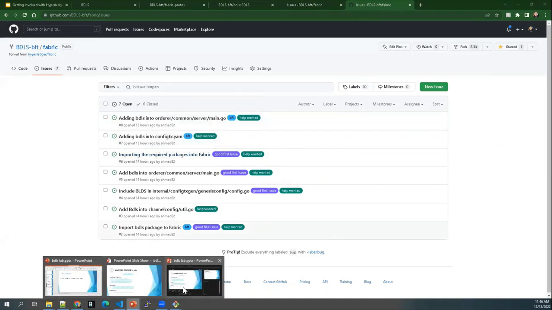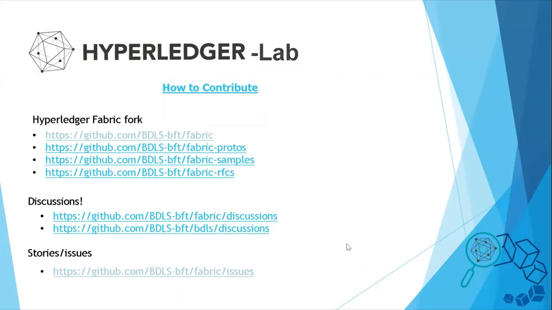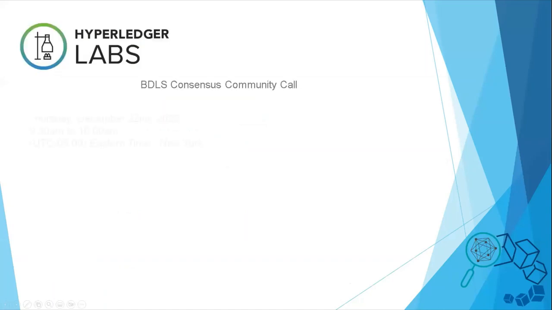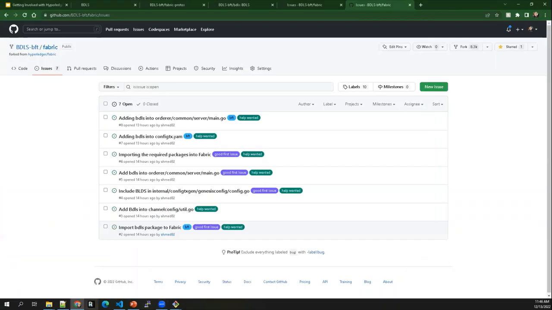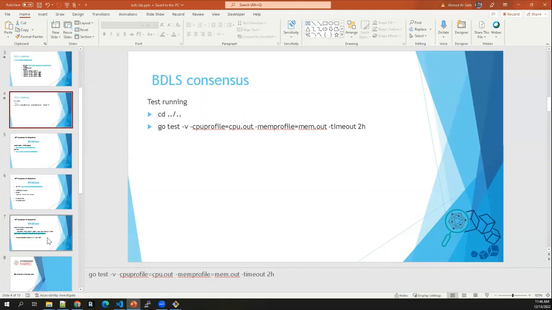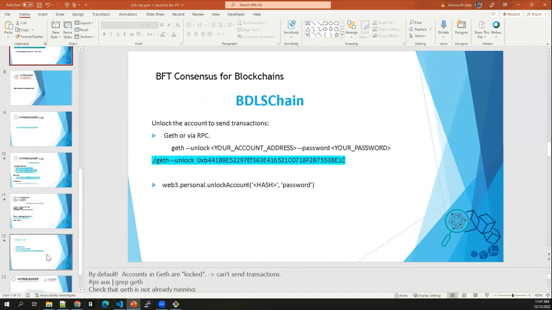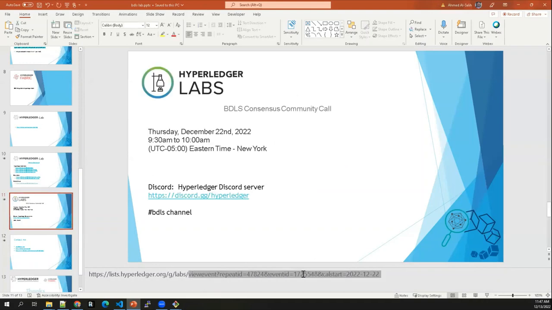Also, we do have a BDLS consensus community call, which is every other Thursday. The next one will be on the 22nd. Go through the link in the chat. There's also a Discord channel for BDLS on the Hyperledger Discord server as well. Let me send that link to the chat for people. Join the community call.